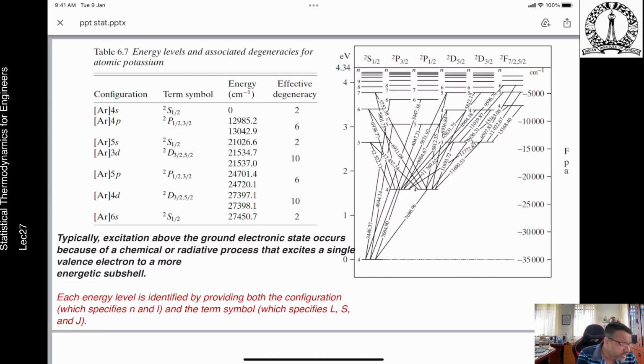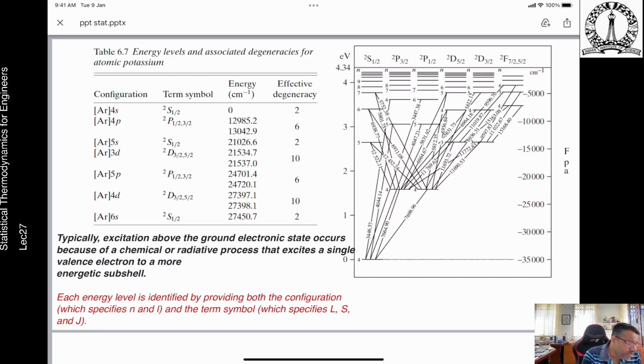Also, figure 6.8 indicates that potassium is characterized by doublets. There are a lot of doublets, as you can see over there. Just look at the term symbol and you will get an idea that there are a lot of doublets. Typical spectral features of other atoms, however, can include triplets, quartets, quintets, and septets. These are quite possible, and we will see what the effective degeneracy is. This is something that we have not covered so far. We will do that in a minute.